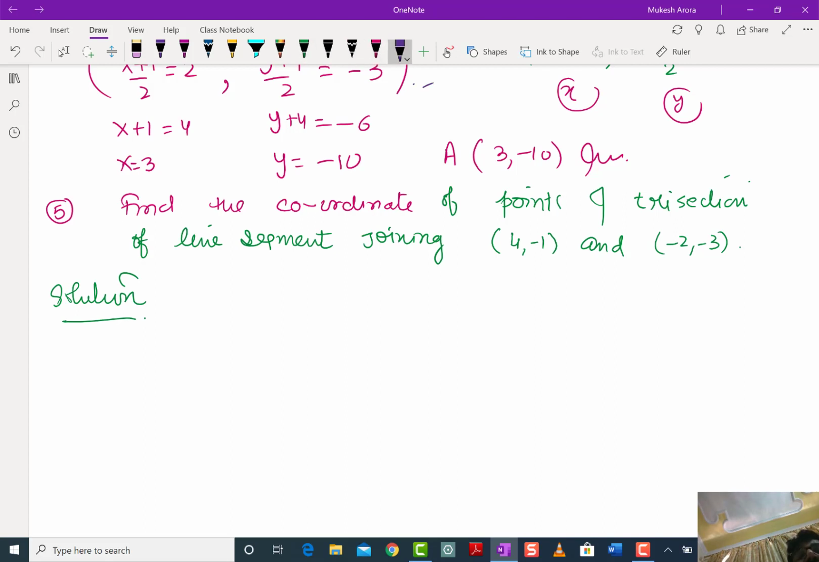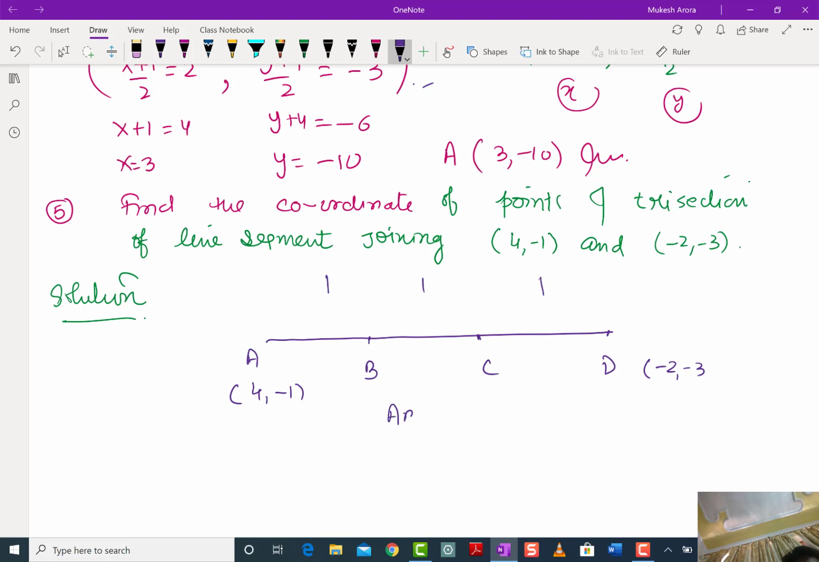So very simple now. Trisection. Trisection means the points are dividing the line into 3 equal parts. So first of all, we'll draw the line. This is A, this is one part B, this is C, and this is D. 3 parts, and these points are 4 and minus 1, and this is minus 2 and 3. This is 3 parts. This is 1, 1, 1.